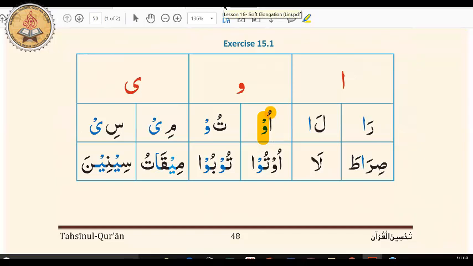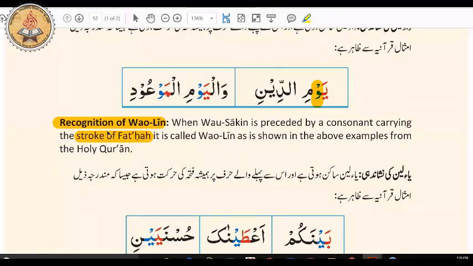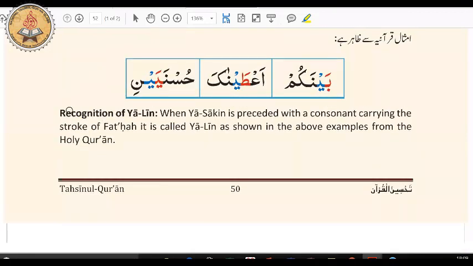However, in the lesson that we are doing now, which is lesson 16, where we're looking at vowel lean, we are looking for a fatha on top of the letter before the vowel sakin. That's how you know what is a vowel lean and what is a vowel mud. So you always have to look at the letter before the vowel sakin to identify whether this is a mud vowel or a vowel lean. The same goes for the ya lean. I've told you before there are only two types of lean letters. One is vowel lean and the second is ya lean.